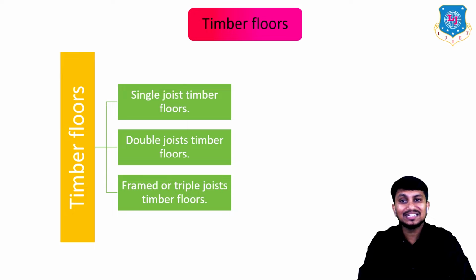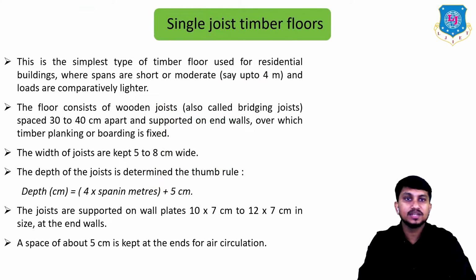There are total three types of timber floor: single joist timber floor, double joist timber floor, frame or triple joist timber floor. First is single joist timber floors. This is the simplest type of timber floor used for residential buildings where spans are short or moderate, up to 4 meters, and loads are comparatively lighter.